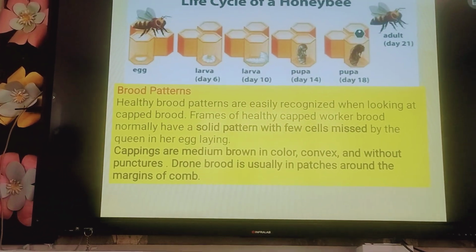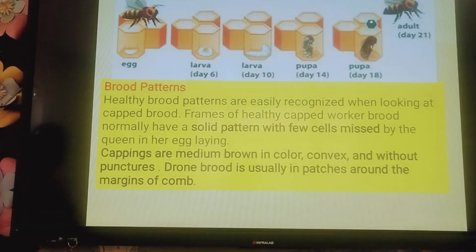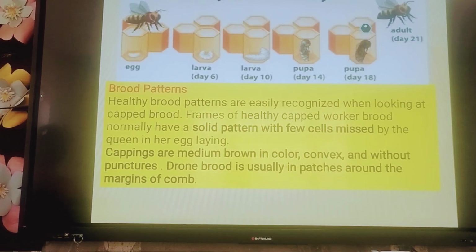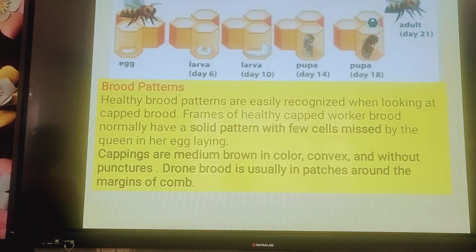Next, again this is the honeycomb cells shown here. Some are capped, some are uncapped, and you can see egg, then within 6 days larva, then 10 days larva, then pupa at 14 days, and pupa again at 18 days, and in 21 days it changes into an adult.